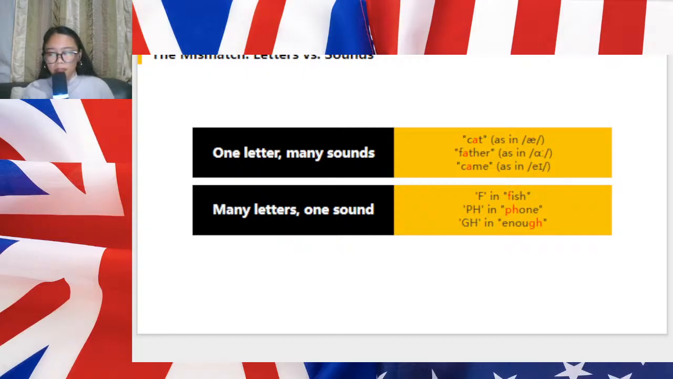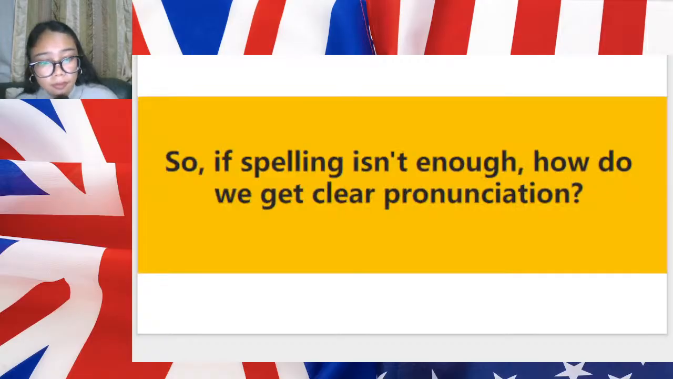Next to that is this one. What you can see and read on the screen is: if spelling is not enough, how do we get clear pronunciation? Just like what I've been saying. This is the big question, isn't it? Because if we could always trust the letters, we could be sure of how to pronounce words.